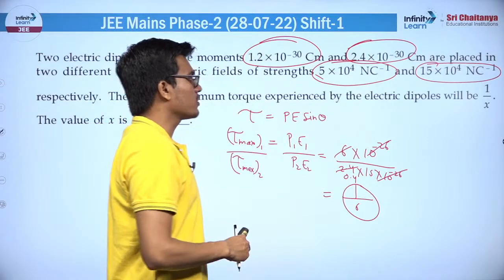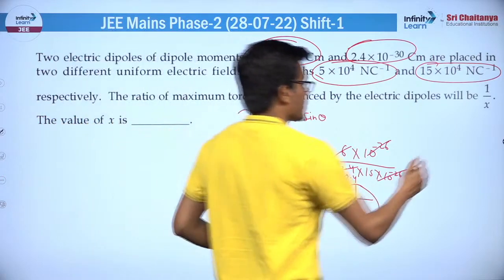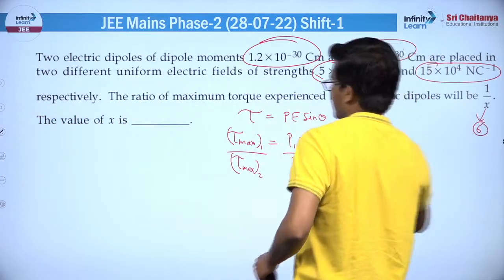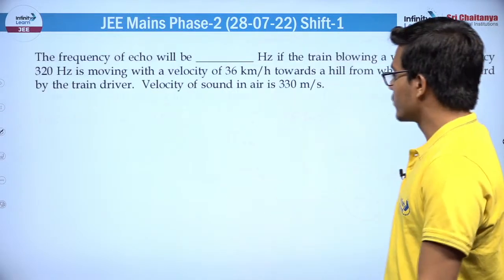So if you compare with 1 by x, your x value is 6. The value of x is 6. All right. Moving to the next question.